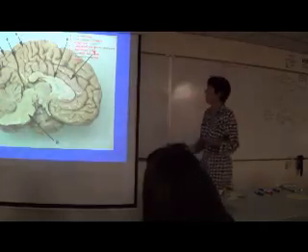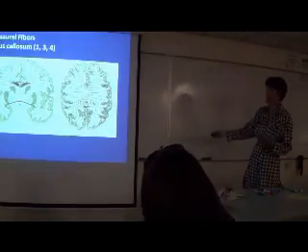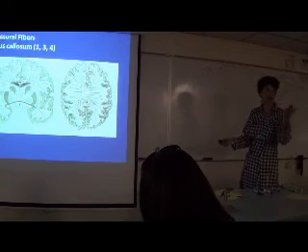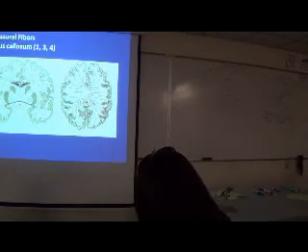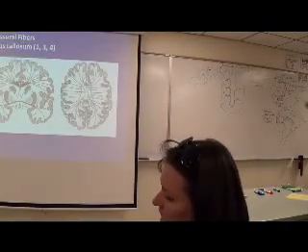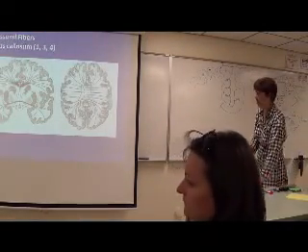So the best view to help you recognize that is this one here. For commissural fibers, the fibers are going from gyrus to gyrus in the same lobe but opposite sides of the brain.